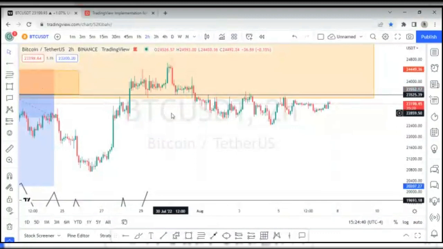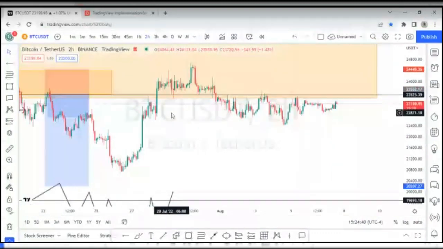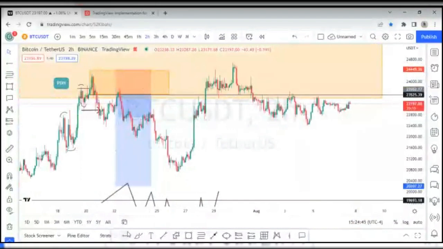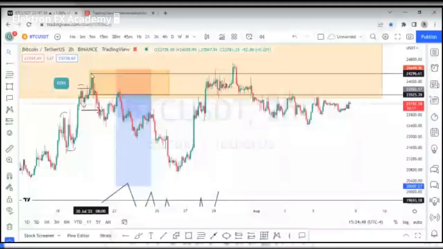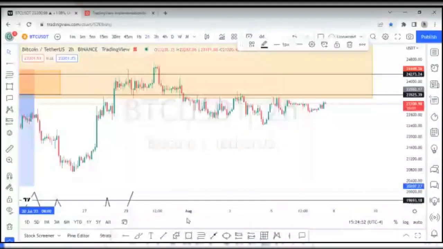So what has the market been doing? The market has been still rebalancing the imbalance. So this was the high here, this high. The market has taken another high. Look at the structure of the market. So the market was bullish to this point. So let's just mark that out.